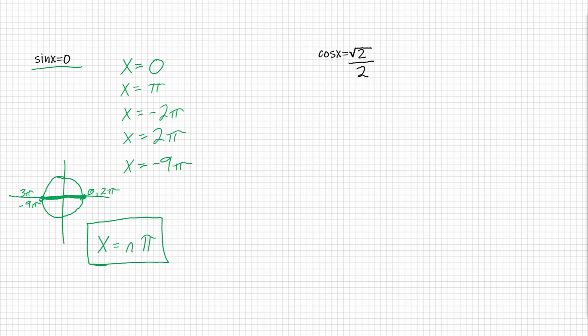Let's look at cosine x equals square root of 2 over 2. Now we remember the square root of 2 over 2, that's our 45 degrees, or pi over 4 is our reference angle. So that's going to be here, pi over 4. And cosine is also positive in the fourth quadrant. So that would be negative pi over 4, or maybe we could say 7 pi over 4. We could look at it either way.